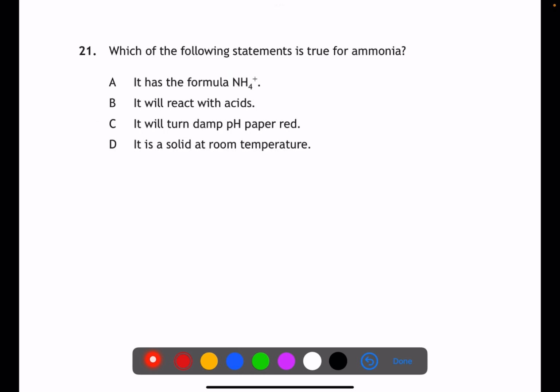Question 21. Which of the following statements is true for ammonia? So ammonia is NH3. Ammonia is a weak base and will react with acids. So it does not have the formula NH4+, that is ammonium. It will react with acids. It'll turn damp pH paper blue because it's a base. And it's a gas at room temperature.